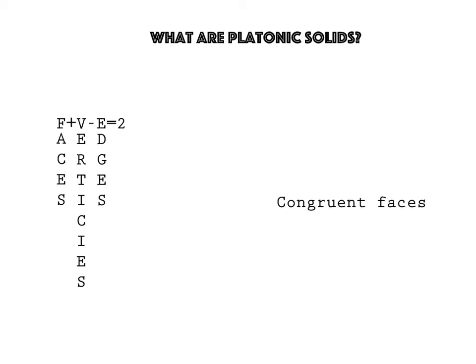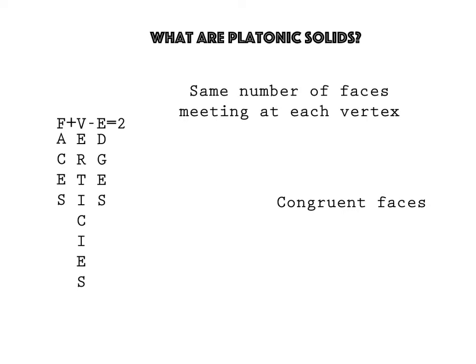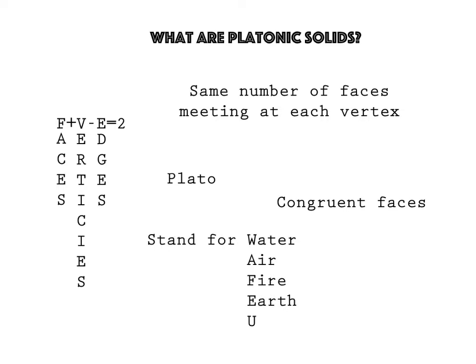They all have congruent faces, which means that they all have flat faces and they're all the same. They have the same number of faces meeting at each vertex. A vertex is basically a corner, and there's always the same number of faces meeting at each of these corners. They were made by Plato, and they stand for water, air, fire, earth, and the universe.